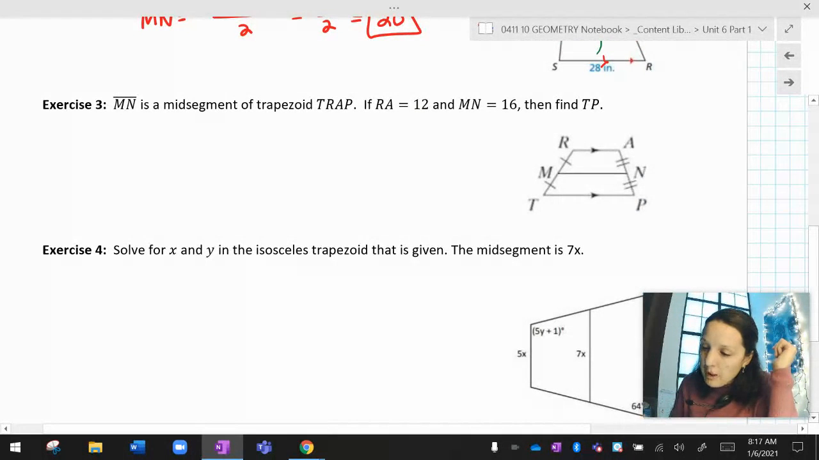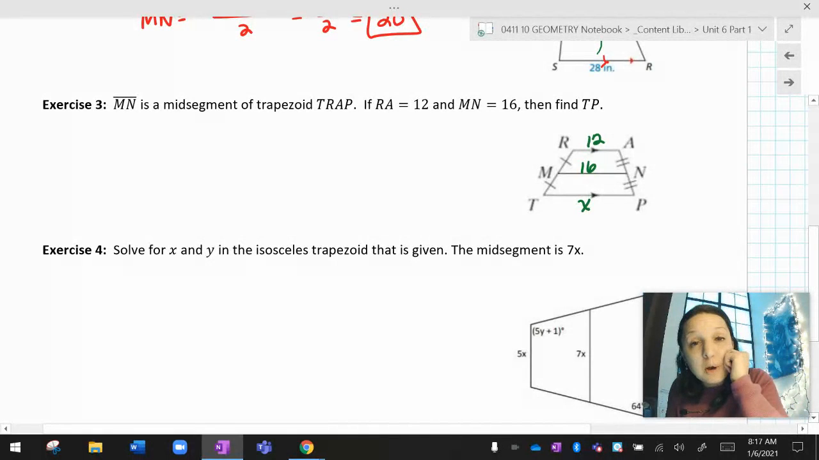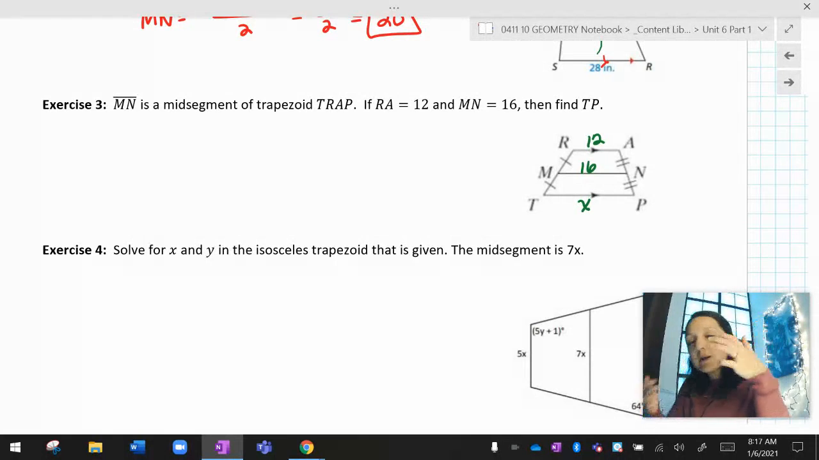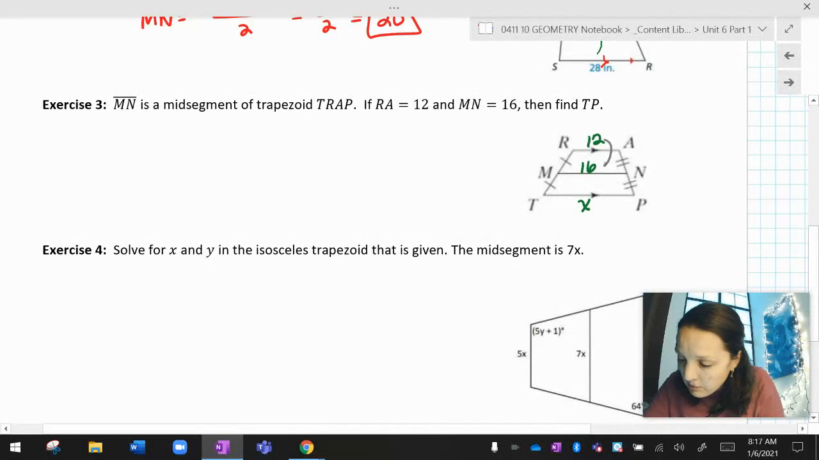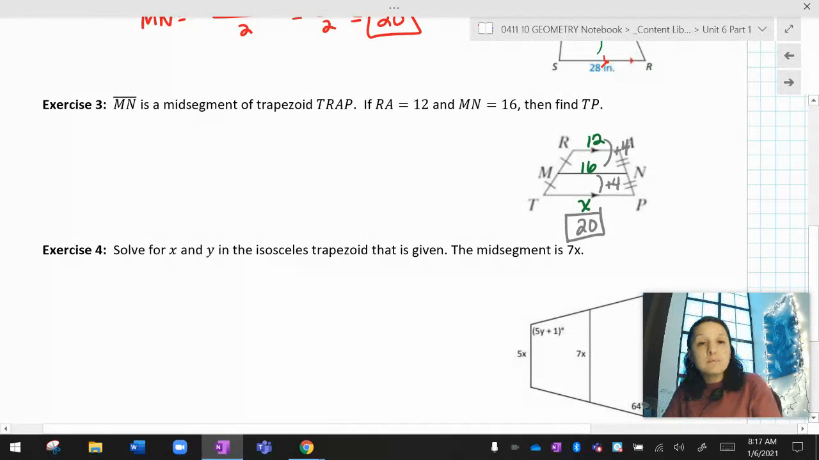MN is a midsegment of trap. If RA is 12 and MN is 16, find TP. We're going to use that thing I just talked about. Since they already gave me MN, I'm not going to do top plus bottom divided by 2. They already gave it to me. So what we can do instead is use that thing I told you about where you just say, look, to get from the top to the middle, we added 4. So to get from the middle to the bottom, I'm going to add 4 more and get 20. That's it. Nice.